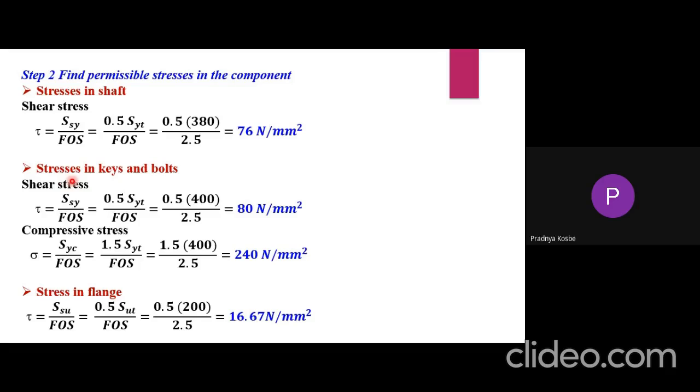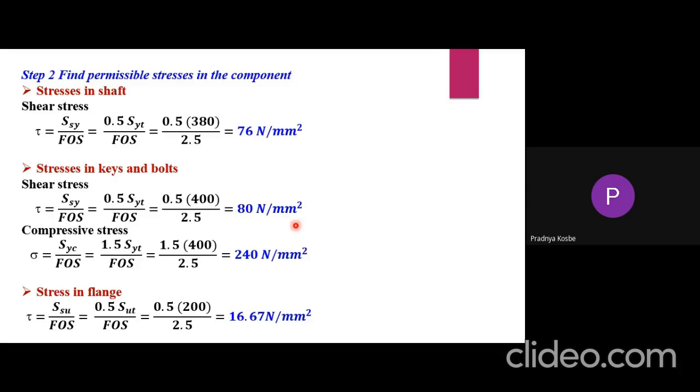Now we'll see permissible stresses in keys and bolts. In keys and bolts, shear stress and compressive stress are developed. So tau, that is the shear stress in the key and bolt, is equal to shear strength under tension, that is SSY, divided by factor of safety, which is equal to 0.5 SYT divided by factor of safety. Yield strength for a key and bolt material is 400. Factor of safety again 2.5. Put that value over here.